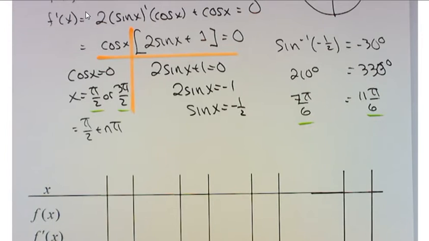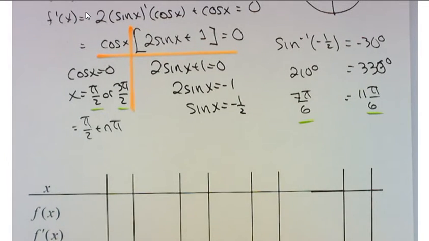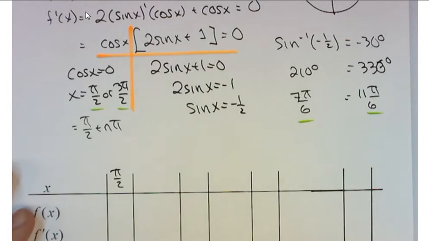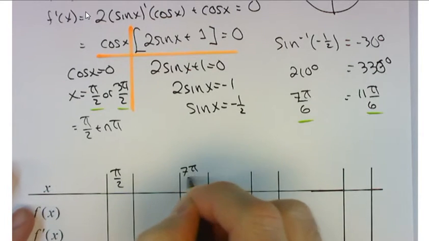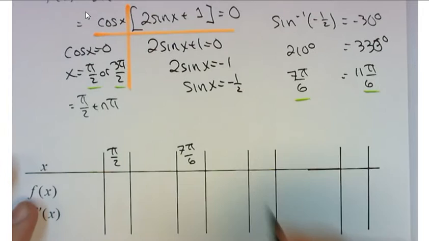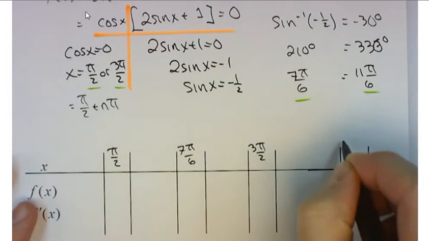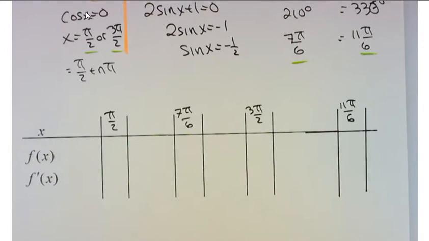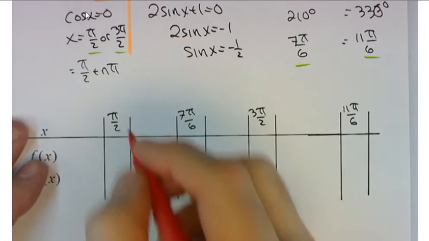All right, well, let's put these down in order. So we'll start with pi over 2. Next comes 7 pi over 6, and then 3 pi over 2, and finally 11 pi over 6. Now this is where it gets a little tricky. We need to test the sign of the derivative in all these intervals. It might help you out to come up with some numerical values.